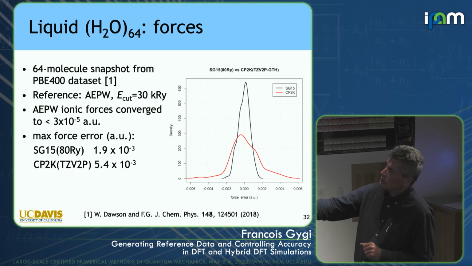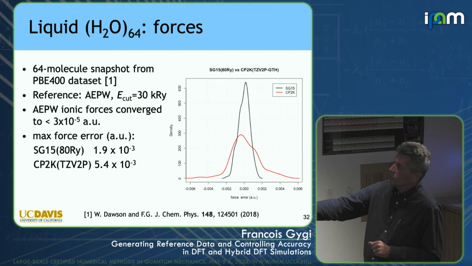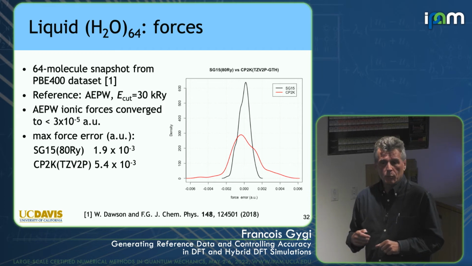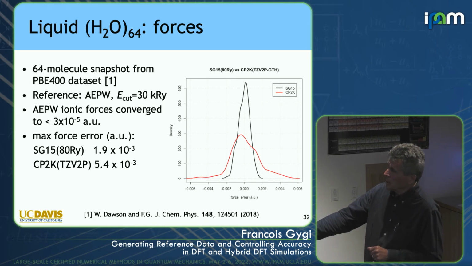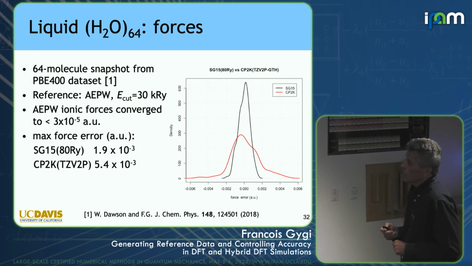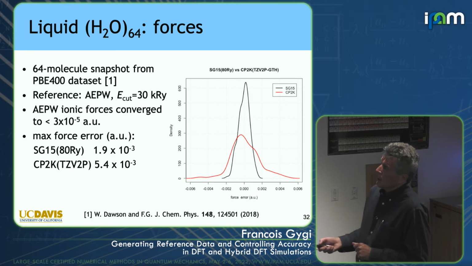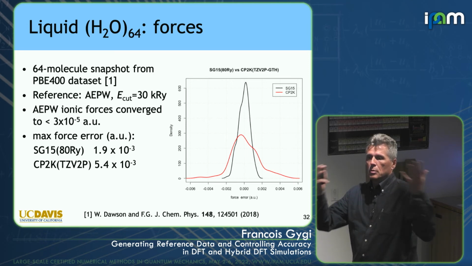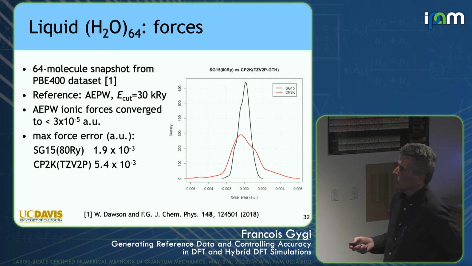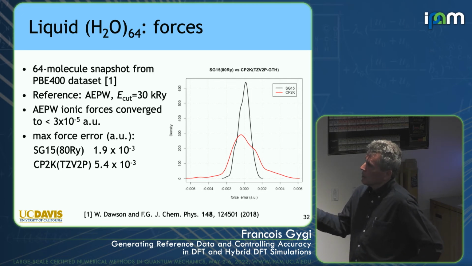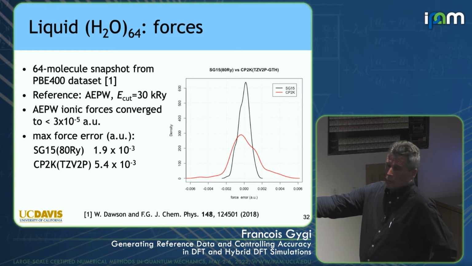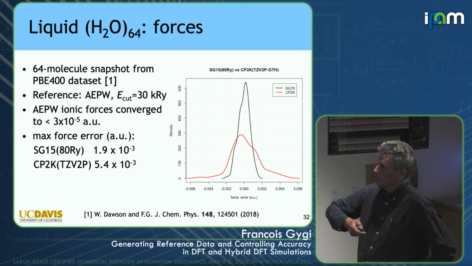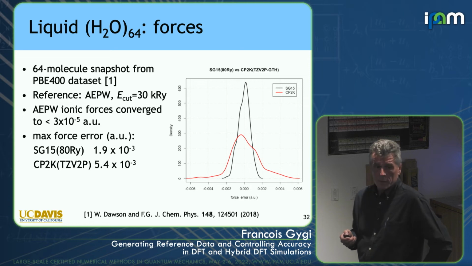So what we did here is we took a snapshot of a 64-molecule liquid water simulation, something that we had published before, done with William Dawson back in 2018. That's a data set of simulations of water that can be used as a source of snapshots for representative configurations of water molecules. So now we can compute the ground state and the forces with a PBE functional using all-electron plane waves, and that requires 30,000 Rydberg.